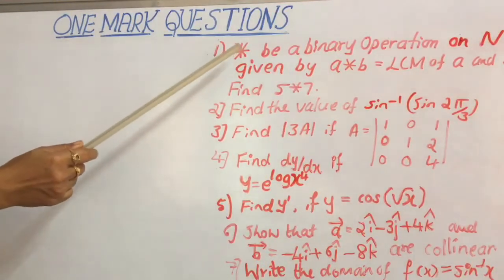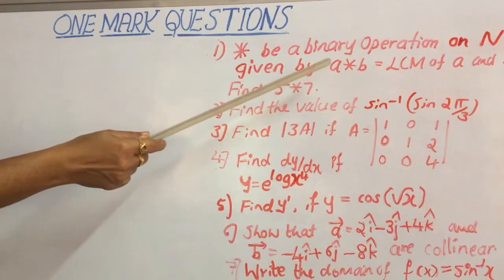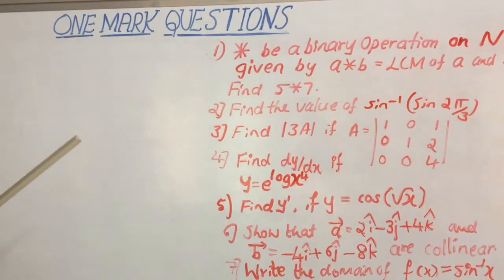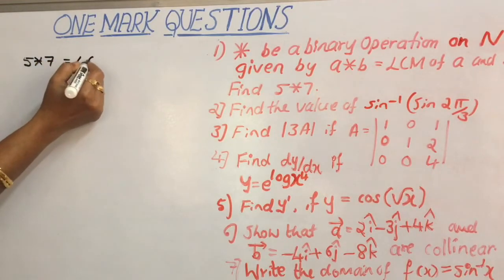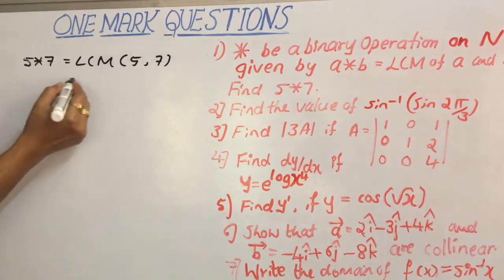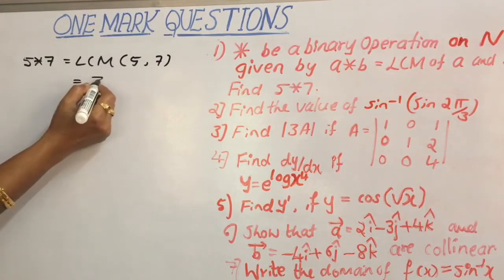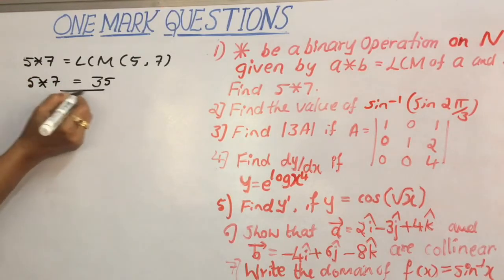Consider the first question. Star is a binary operation on N given by a star b equal to LCM of a and b. Find 5 star 7. According to the statement, 5 star 7 is LCM of 5 and 7. So LCM of 5 and 7 is 35. Therefore, 5 star 7 equals 35.